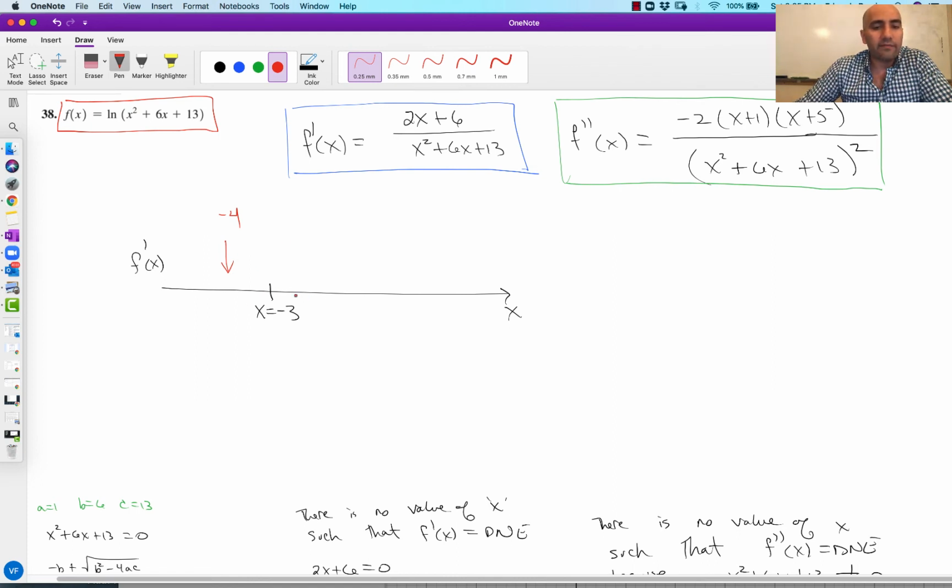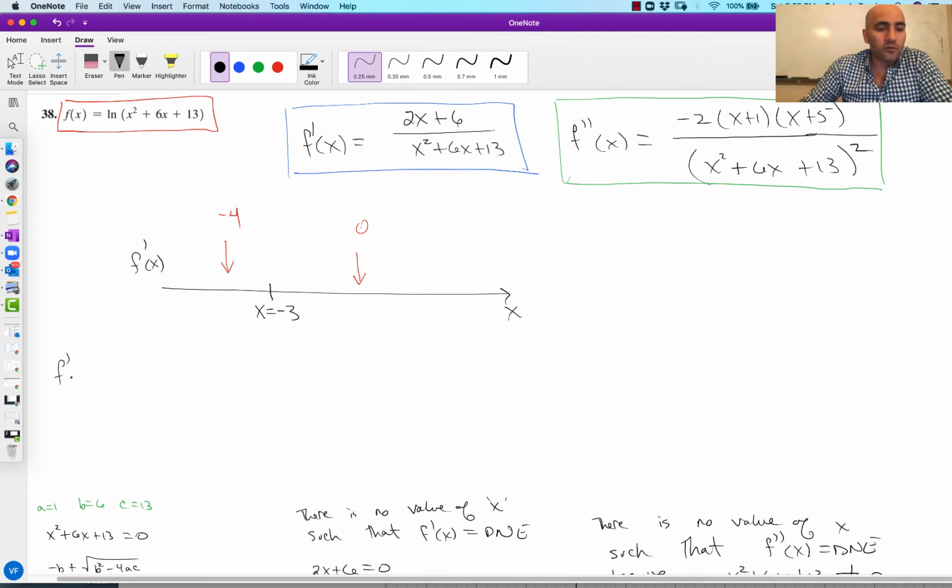And we need another test point to the right of that. Now we could do -2, but why not pick an easier value? How about 0? 0 is over here. 0 is a perfectly good number. And remember, all we really care about is whether this first derivative is going to be positive or negative at that point. So let's just plug them in and figure it out.